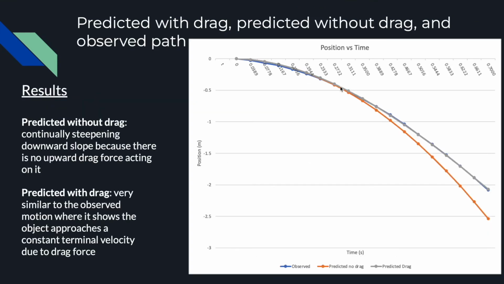This graph shows the two models, one with drag, one without drag, and the observed path of the ball. The model without drag continued steepening downwards because there is no upward drag acting on it. The model that accounted for drag was very similar to the observed motion, which shows the object approaches a constant terminal velocity due to drag force.